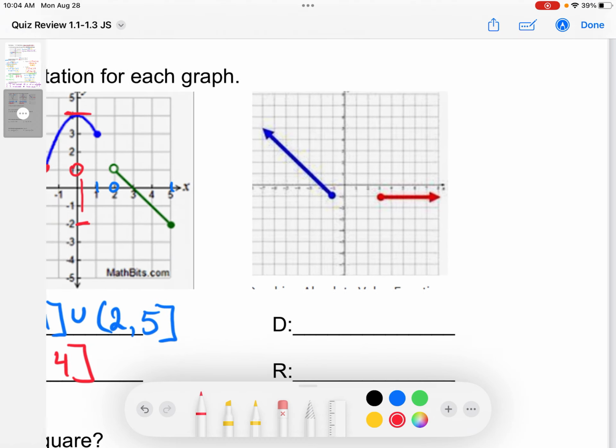On C, the last one, the domain, if we look at the left, that arrow is going to the left forever, so that's a parentheses with a negative infinity. That piece ends at -1. It's a closed circle, so it's a bracket. Then union, and that second piece starts at 3 with a closed circle. And that right edge continues to infinity. We always use parentheses on infinity.